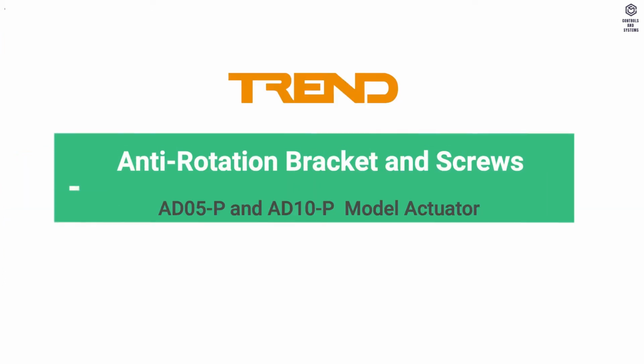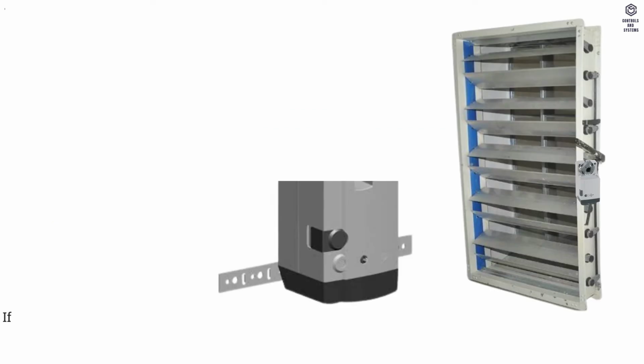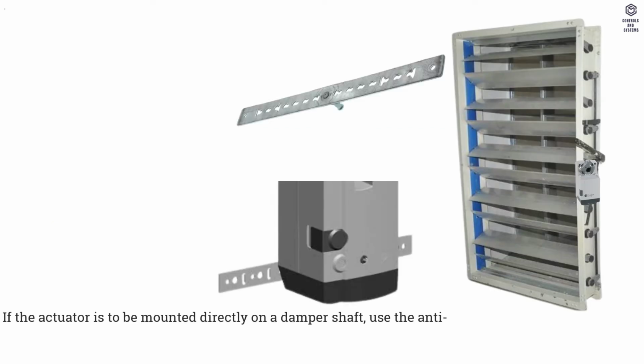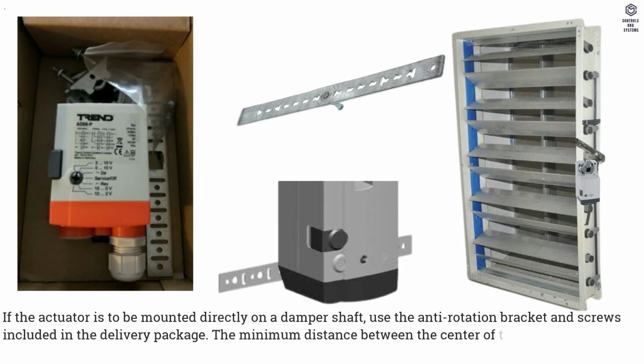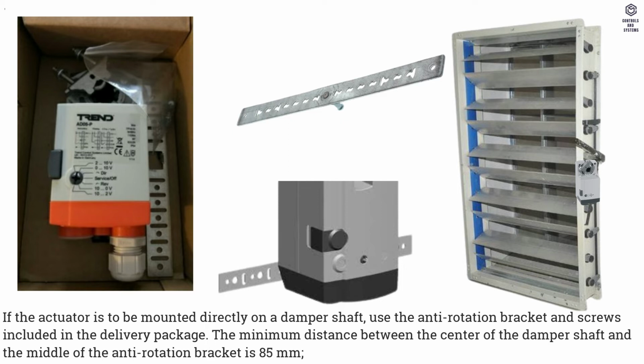Anti-rotation bracket and screws: if the actuator is to be mounted directly on a damper shaft, use the anti-rotation bracket and screws included in the delivery package. The minimum distance between the center of the damper shaft and the middle of the anti-rotation bracket is 85 mm. A maximum of 108 mm is allowed.